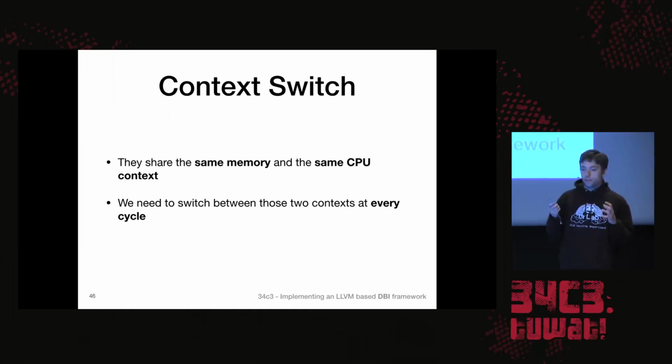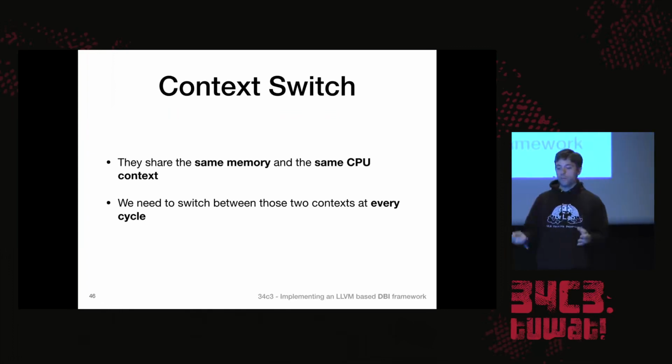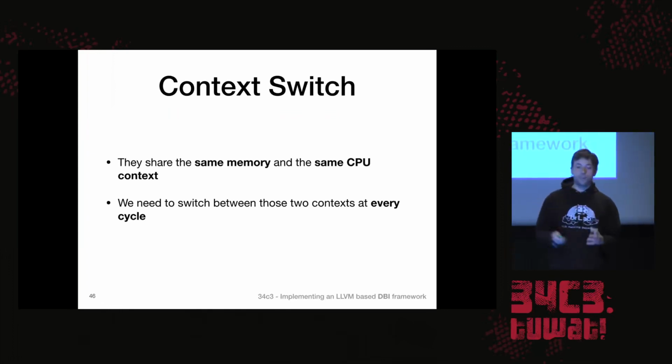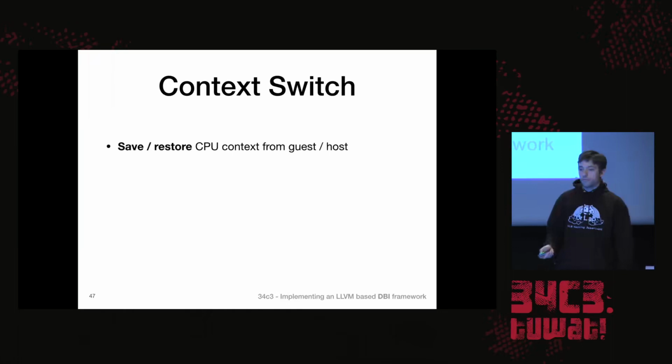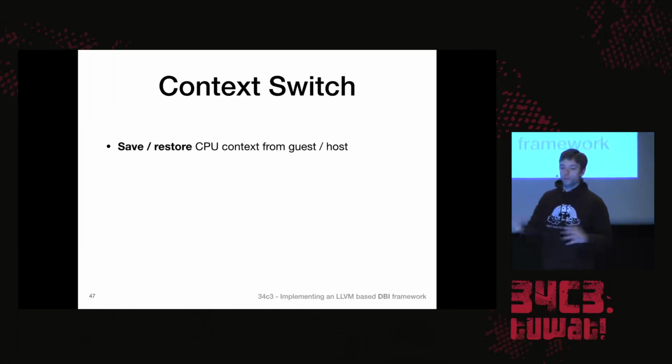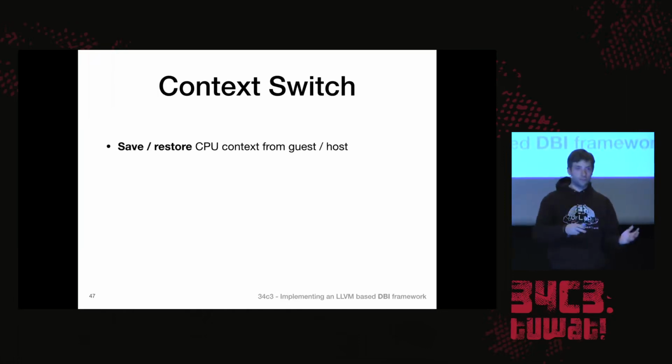And this means that we're going to need to switch between the two contexts of the host and the guest at every cycle during the execution. However, we do not get any help from the kernel or the CPU because this is not a VM. We're not going to use a virtualization extension, things like that. So this basically means saving and restoring the CPU context from the guest and the host and vice versa every time you switch between the two.